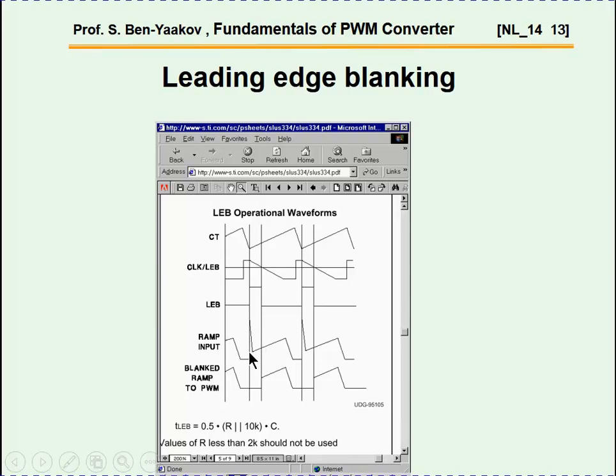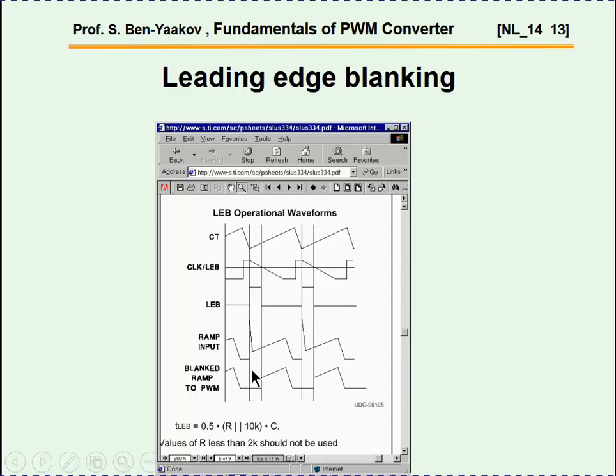And then we see the voltage, which is proportional to the inductor current, getting high. In many controllers, and this is actually part of a data sheet of a current mode controller, we have a special circuit that will blank the leading edge of this pulse. That is, this part will not reach the comparator, it'll be blanked out.